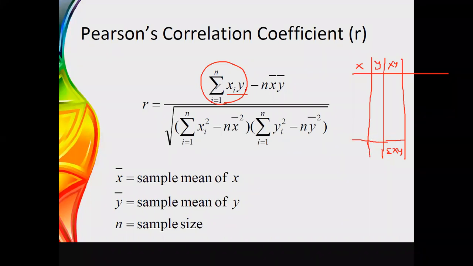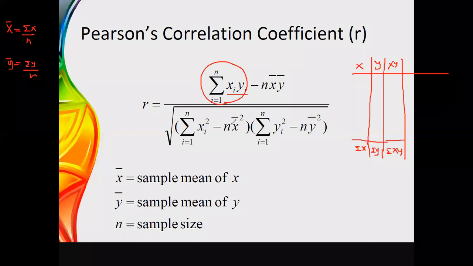To calculate x bar, we take x bar equals the summation of x divided by n, where n is the number of observations. So you need the summation of x. To calculate y bar, we need the summation of y divided by n. Then we can simply calculate x bar and y bar, and get their multiplication, n times x bar times y bar.